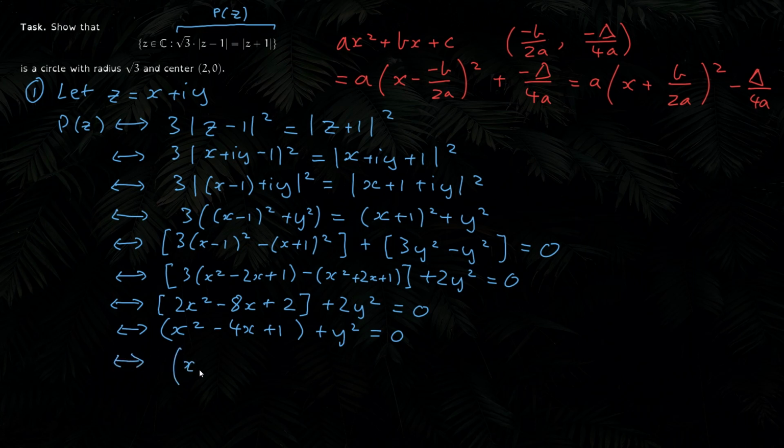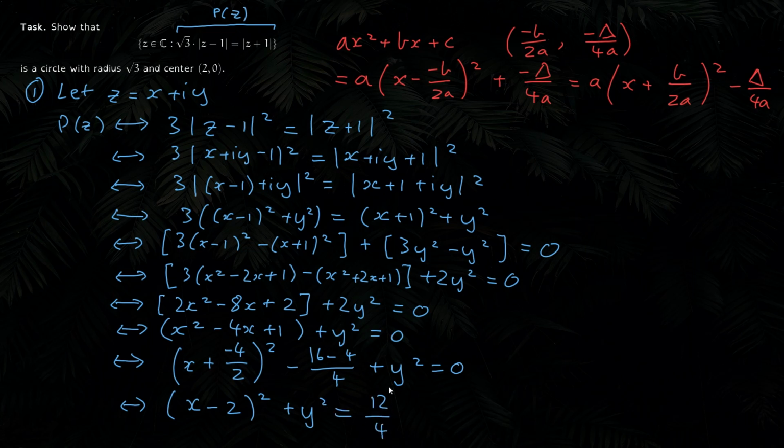A is 1. Then we do x plus b over 2a, so negative 4 over 2. We square that, and then we just get this tail bit off the end, which is minus delta over 4a. So minus b squared minus 4ac over 4 times a. And that's just for this first bracket, so we still need the plus y squared here. And now I'm just going to move this constant term over to the right-hand side. And since 12 over 4 is just 3, I'll just put that straight in.